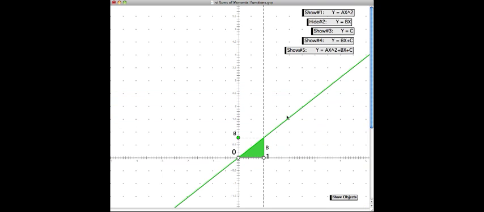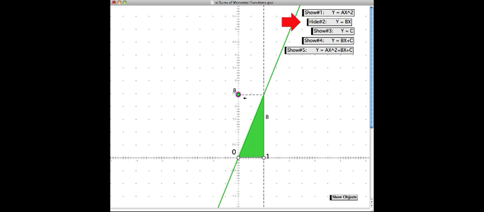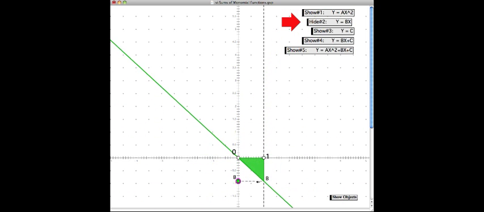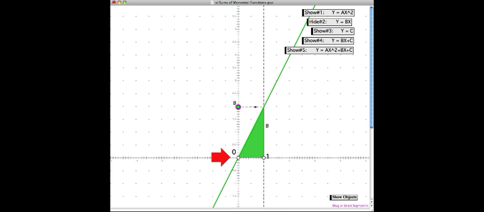Next, let's look at the graph of the function y equals b times x. As you change the value of b, the slope of the graph changes. But, it continues to go through the 0 point on the graph.